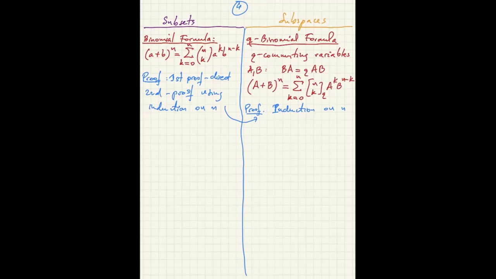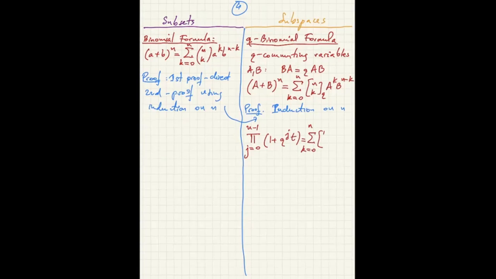It is the following: if you have q and now another variable t, and you take the product from j equals 0 to n minus 1 of 1 plus q to the j times t, this equals the summation from k equals 0 to n of n choose k, the q-binomial coefficient, q to the power k choose 2, and t to the power k. I will use that formula in a second. And for this proof, again, you can do a proof by induction on n.